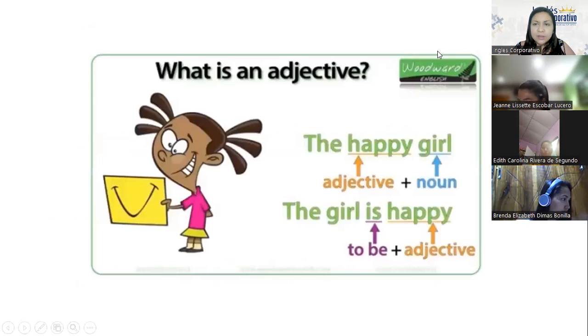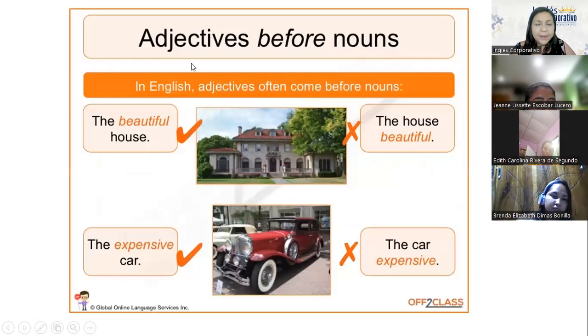Now, let's look at this example. We can use the adjective before the noun, for example, the happy girl. And also we can use the subject, the verb to be, and the adjective. The girl is happy. So both ways are correct. After the verb to be, or you put the adjective before the noun. But what is incorrect? Remember, in English, it's different from Spanish. In Spanish, we say, la casa hermosa. But in English, we say, the beautiful house. Okay?